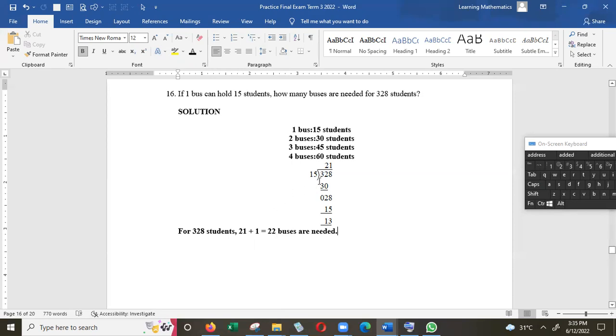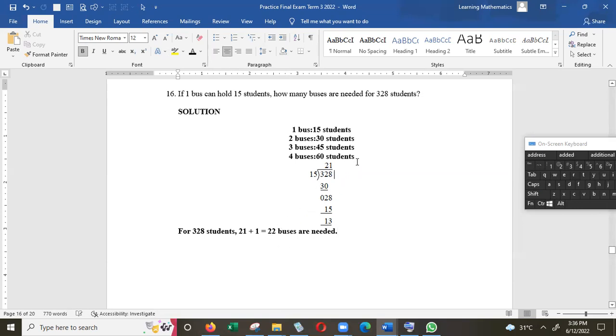So to get the answer, you divide, and then the quotient will give you the first number of buses, and for the remainder we have to add an extra bus. The remainder must be fitted on another bus. So you need 22 buses, not 21, 22 buses.